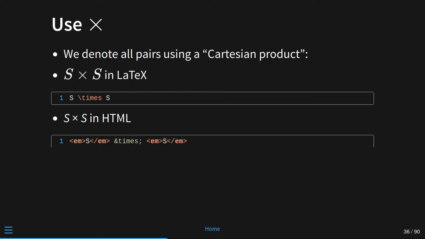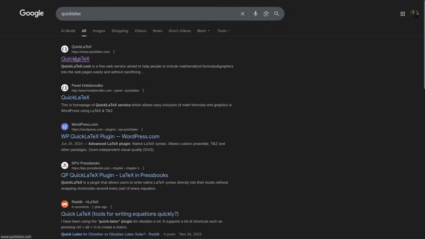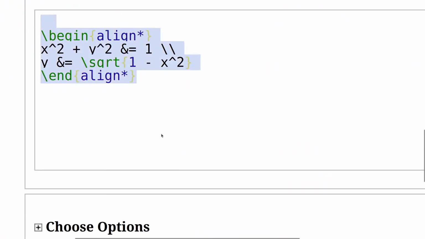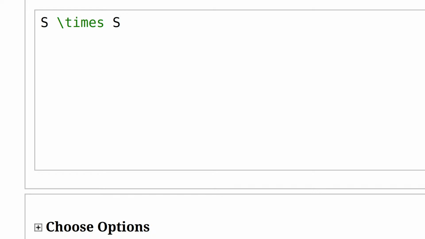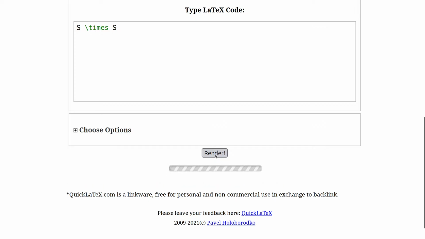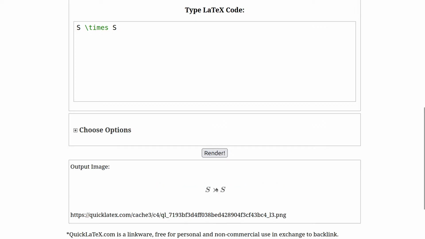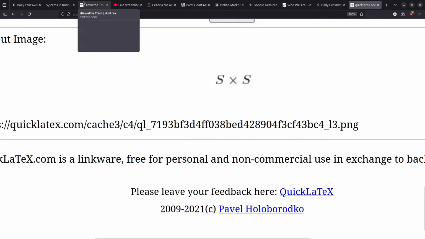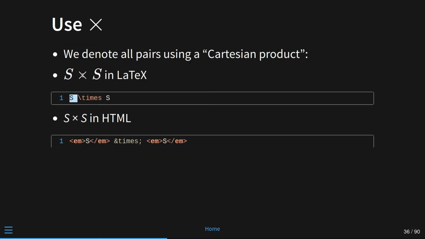If I were to say S times S, the Cartesian product, in LaTeX, I would get this, like math BBS, right? That is just backslash times in LaTeX. Will this work? Do I have to zoom out? Render. So that is the same thing I'm showing you on the slides. This is a much lower resolution image, right? My slides are using vector graphics, so they're infinite precision.